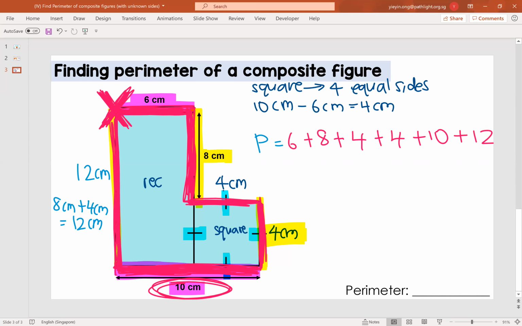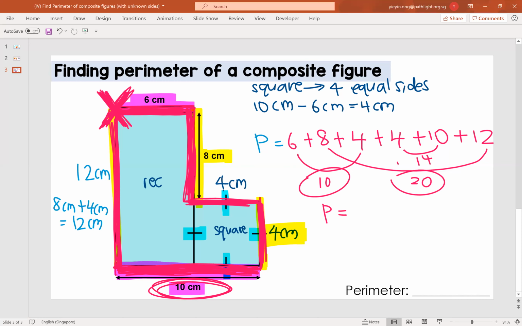Okay, so I'm going to group them up together so that it's easier to add. 6 and 4 gives me 10. 8 and 12 gives me 20. Then the remaining 4 and 10 gives me 14. So just to double check that all my numbers are linked and connected to another number: 6, 8, 4, 4, 10, 12. Very good.